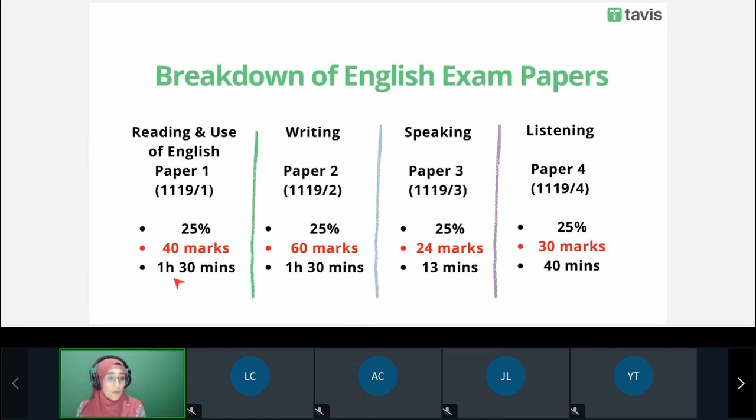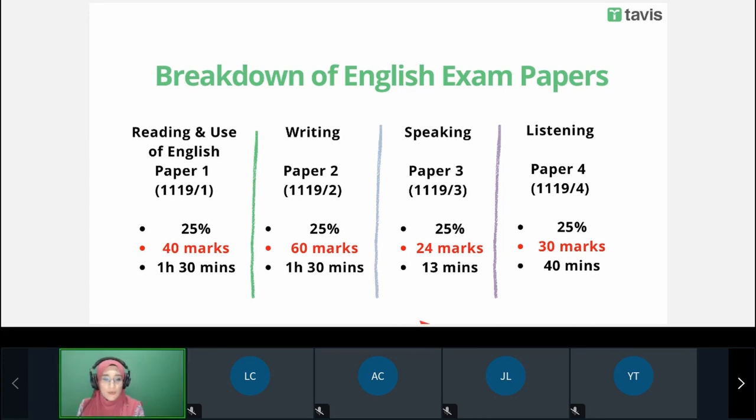You have your paper one for 1 hour and 30 minutes. For writing as well, 1 hour and 30 minutes. And for speaking, only 13 minutes. I know it's quite short, but we'll try and practice it together here. So do not worry too much about your speaking. I always like to encourage my students to speak, so please speak with me, okay? And then you will have your listening paper for 40 minutes. So these are the four papers that you will be sitting for your SPM English exam, all right?